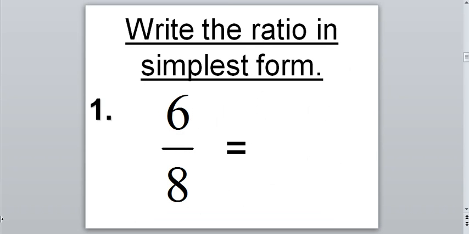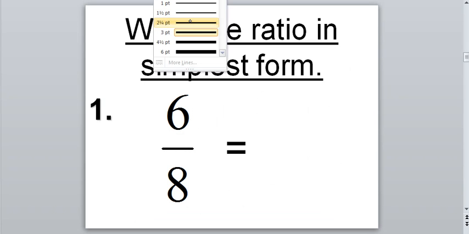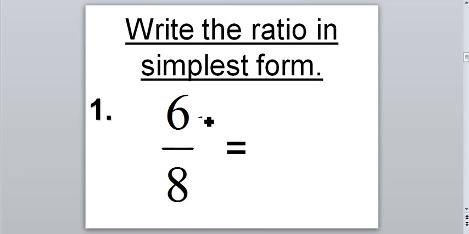Write the ratio in simplest form. We think of these just like fractions. Divide both by 2. 6 divided by 2 is 3. 8 divided by 2 is 4.